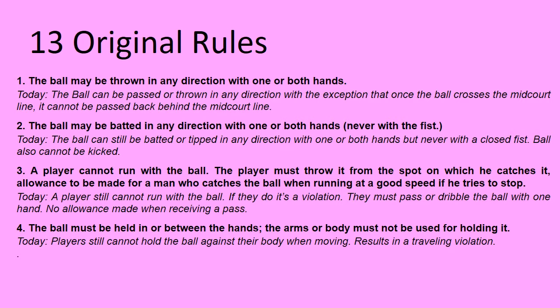3. A player cannot run with the ball. The player must throw it from the spot on which he catches it. Allowance to be made for a man who catches the ball when running at a good speed if he tries to stop. Today, a player still cannot run with the ball. If they do, it is a violation. They must pass or dribble the ball with one hand. No allowance made when receiving a pass.